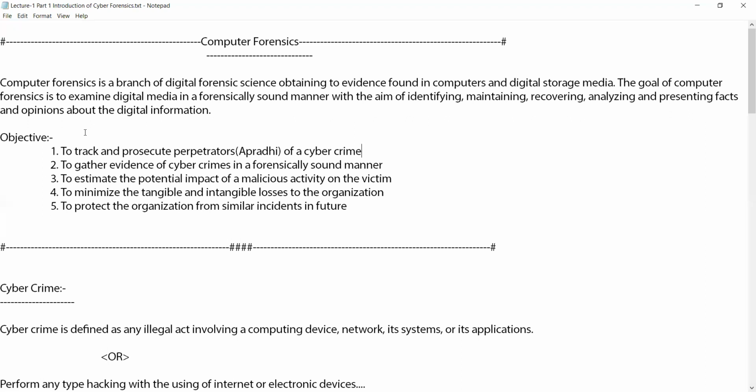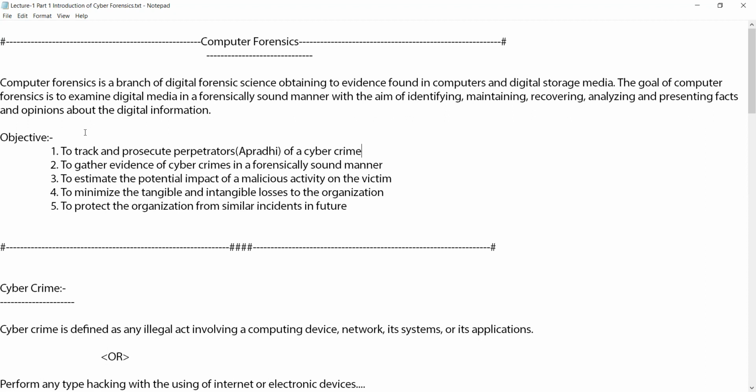So what is a forensically sound manner? Forensically sound manner is basically defined as a process of methods: what type of methods are used to investigate that case, and what type of methodology and techniques are performed to gather that particular evidence from the particular computing device. So this is called a forensically sound manner.